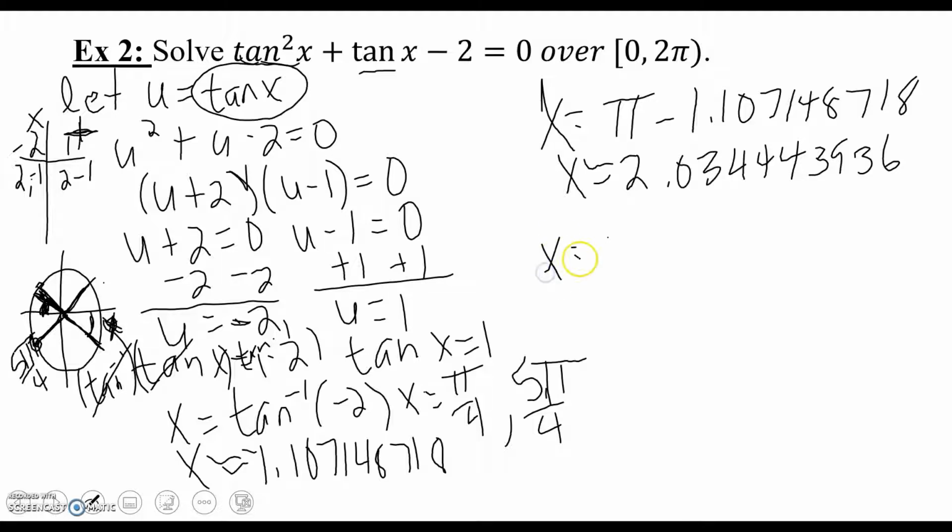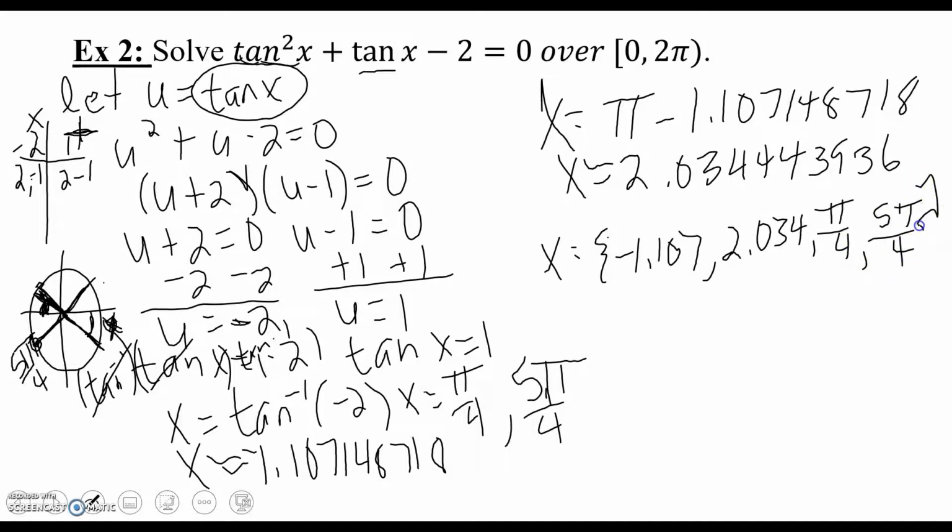So for x, your 4 answers would be, and I'm just going to round these to 3 decimal places, negative 1.107, 2.034, pi over 4, and 5 pi over 4. And I'm sure they're not in order from least to greatest, but those are the 4 answers that you get for this problem. All right.